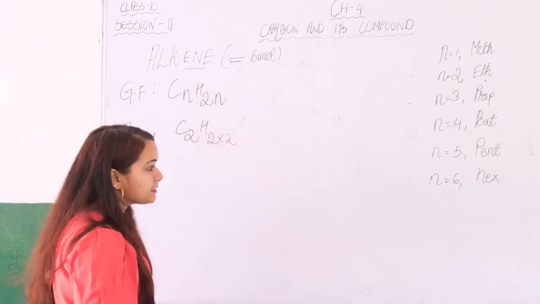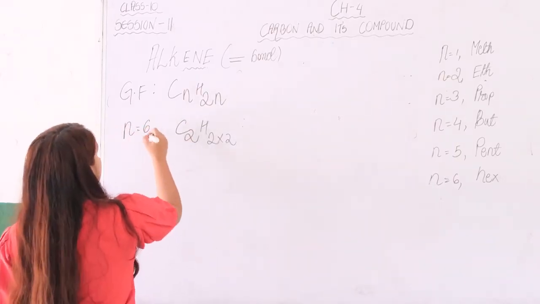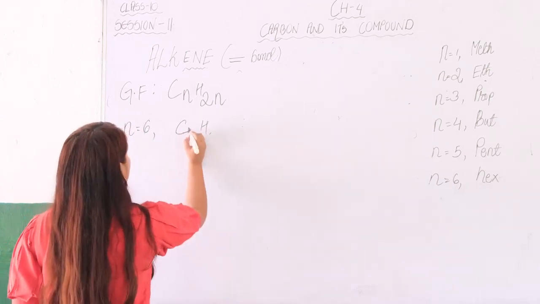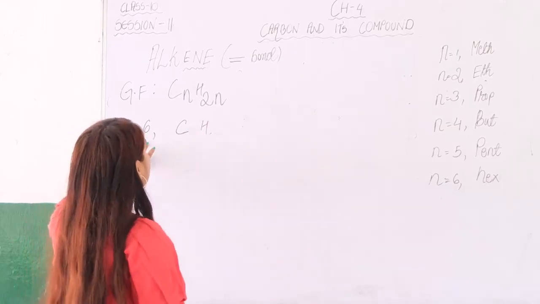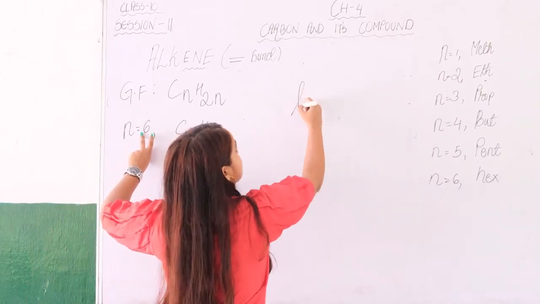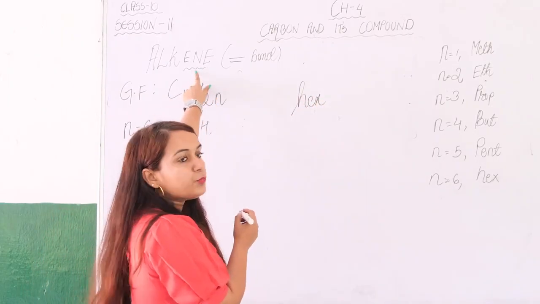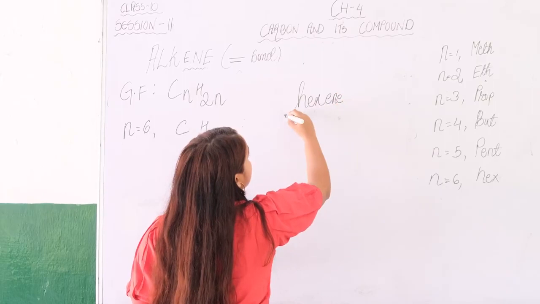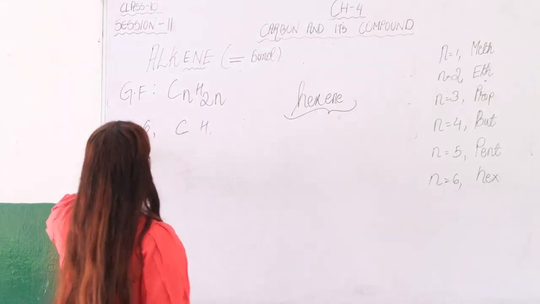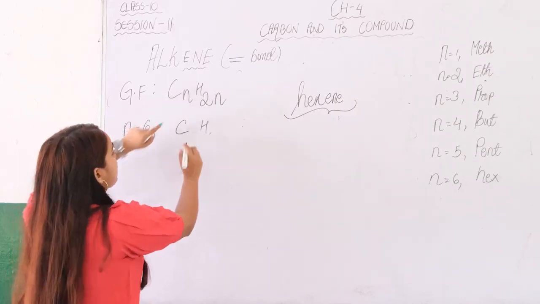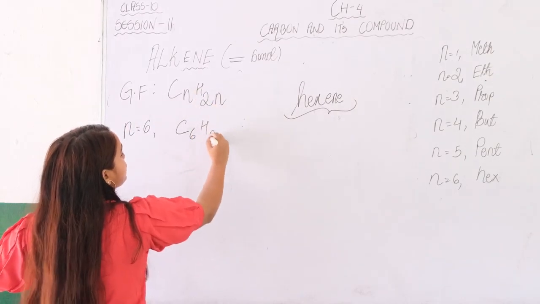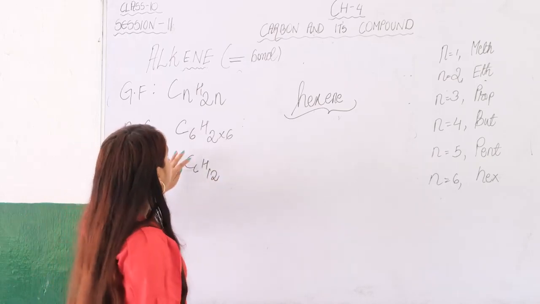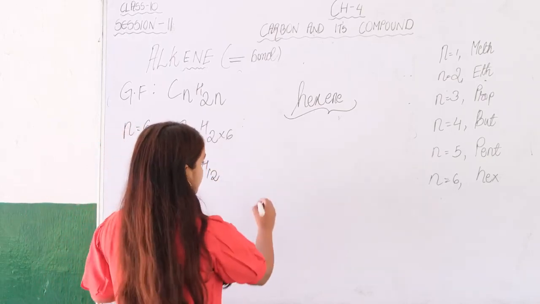Now let us quickly see hexene. When n equal to 6, what will be the name? n equal to 6 means it is hex. And for which category are we doing it? We are doing it for alkene, so the suffix will be "ene". So it is hexene. Now let us try to put the formula. n equal to 6, so Cn will be C6. H2n will be 2 into 6. So we get C6H12.